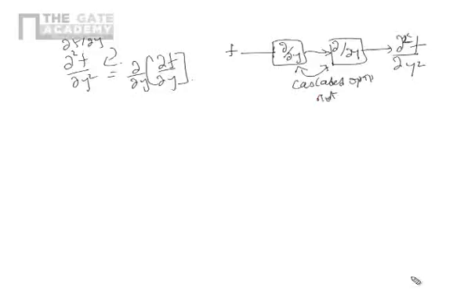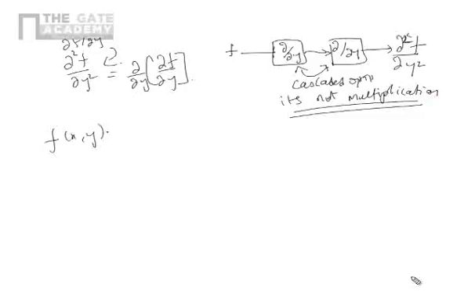It's not multiplication. Please remember this. I am repeating it so that it gets registered in our mind. It is not multiplication. Okay, now let us go back. f of x, y, what was given? x³ + y³ + 3x²y + 3xy² + 2x²y². Correct?